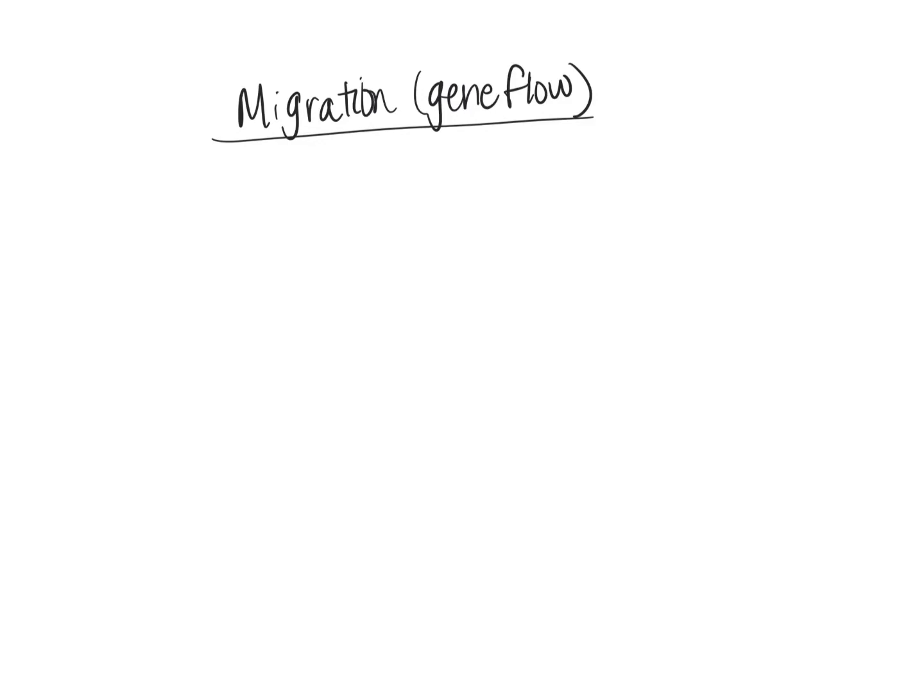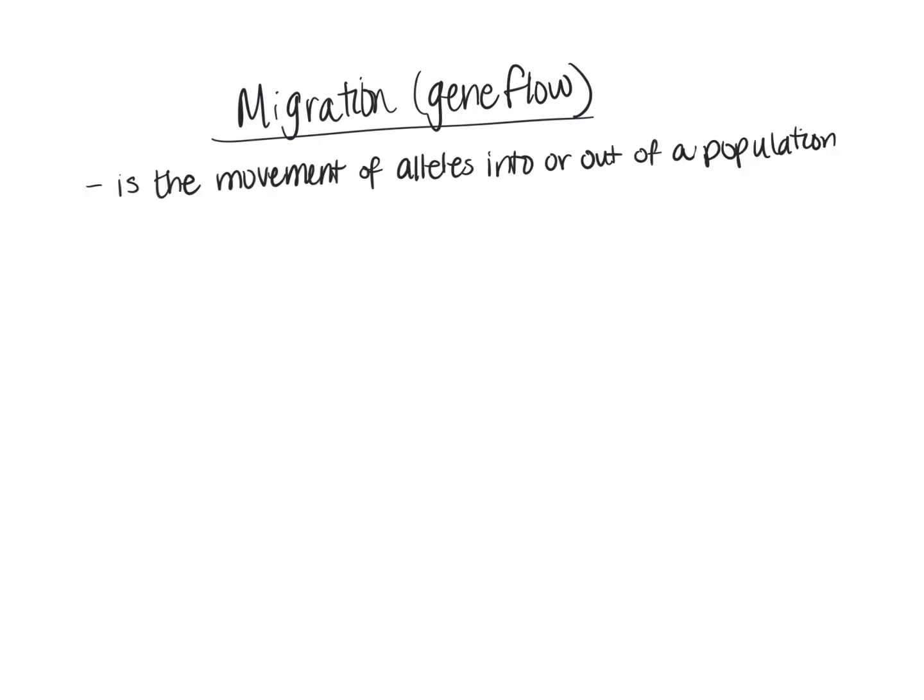Hi everyone, in this video I'm going to be talking about migration, otherwise known as gene flow. So let's begin. Gene flow is the movement of alleles into or out of a population. If alleles are moving into a population, it is known as immigration. If it's moving out of a population, it is known as emigration.